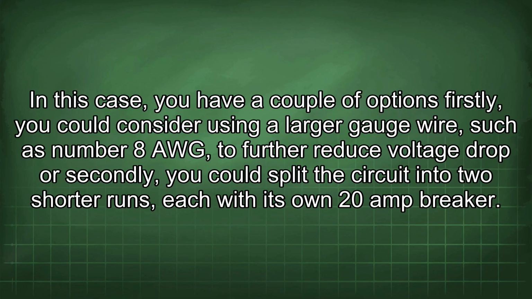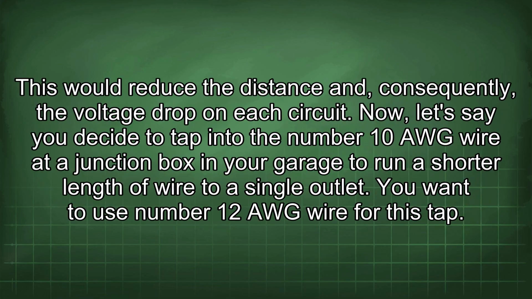In this case, you have a couple of options. Firstly, you could consider using a larger gauge wire, such as number 8 AWG, to further reduce voltage drop, or secondly, you could split the circuit into two shorter runs, each with its own 20 amp breaker. This would reduce the distance and, consequently, the voltage drop on each circuit.